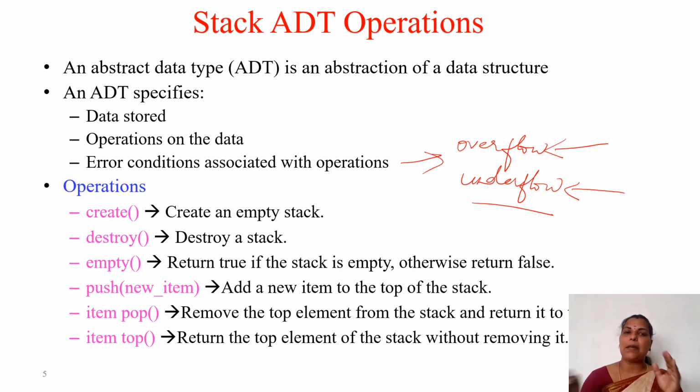Abstract data type means the implementation is hidden from the user. It is not shown to the user. All the data stored and operations are only known. The implementation details are totally hidden from the user. So this is the abstraction of the data structure.